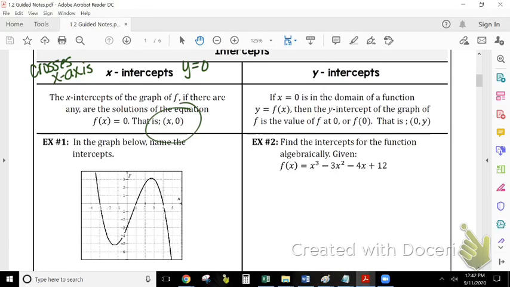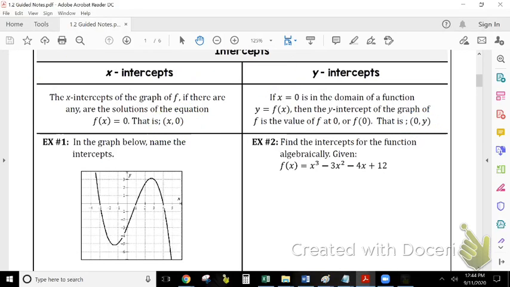So then y-intercept. Y-intercept is where it crosses the y-axis. And it tells us if x equals 0 is in the domain of the function y equals f of x, then the y-intercept of the graph of f is the value of f at 0, or f of 0. That is 0, comma, y. And so for the y-intercept, we know that x will always be 0. So we can substitute algebraically 0 in for x, solve for y, and we'll have our y-intercept. And we're always going to write it as 0, comma, whatever that y value is.